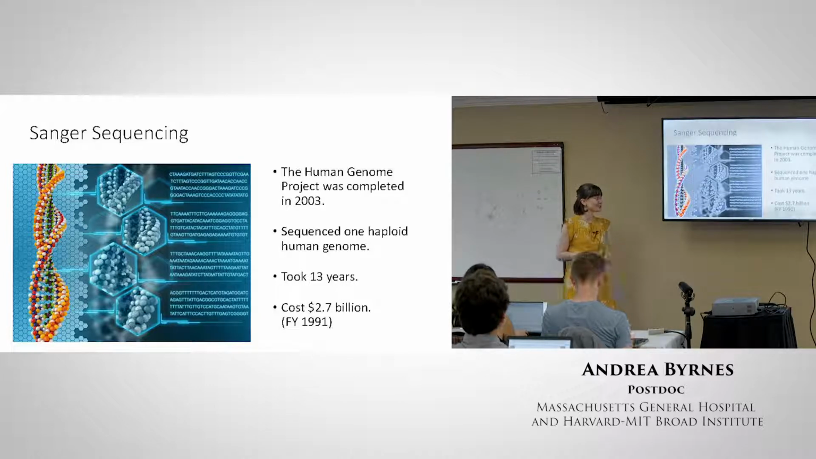This project took 13 years and it cost $2.7 billion. And believe it or not, this project was under budget. So somebody budgeted almost $3 billion to sequence half of a person, and this is not that long ago.